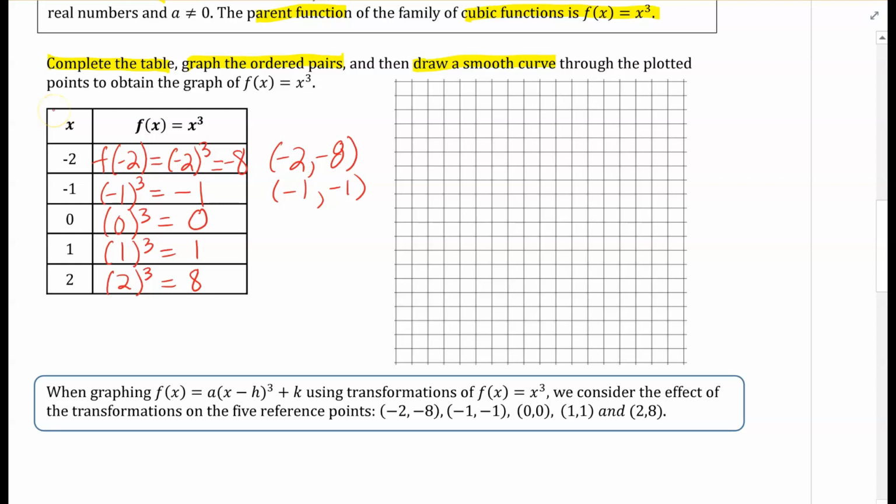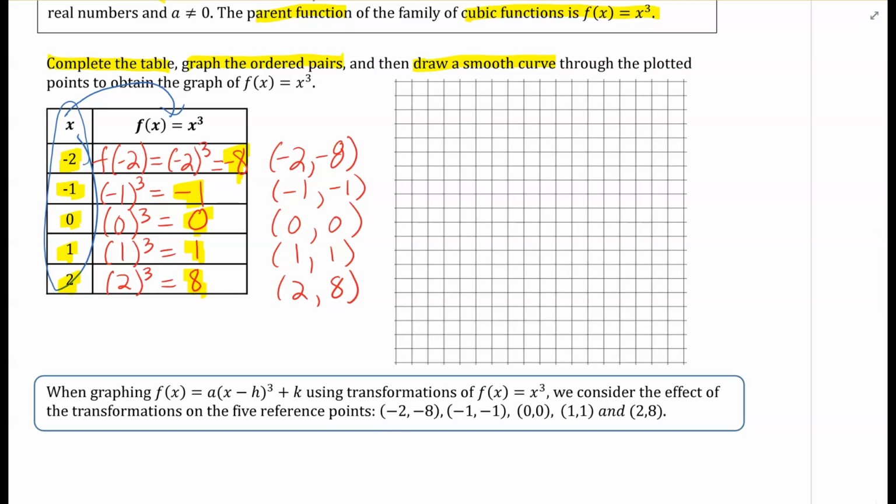So basically all I did to fill in the table is I took these x values and plugged them into the function that was given, okay? So my coordinate points are (0, 0), (1, 1), and (2, 8). To get the coordinate points, you check the x that you plugged in and the value you got out. So (-2, -8), (-1, -1), (0, 0), (1, 1), and (2, 8). That's how you get your coordinate points, okay?